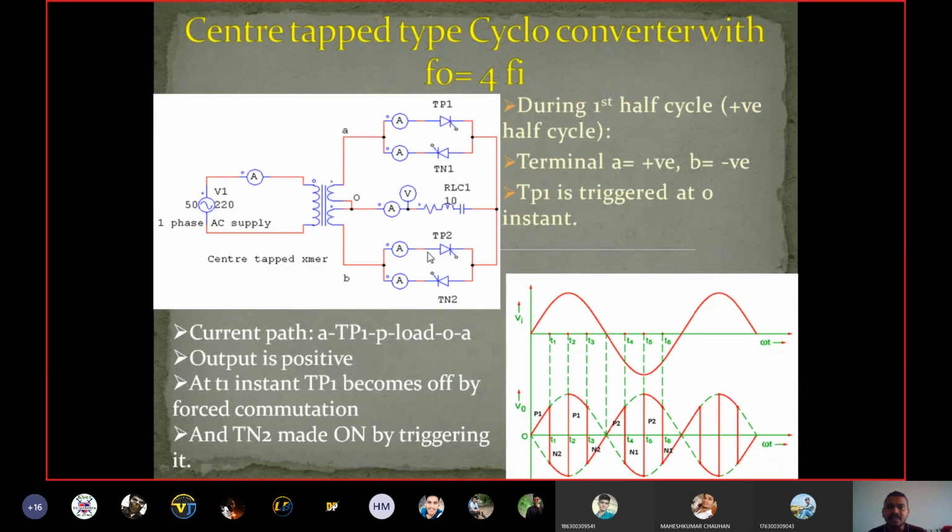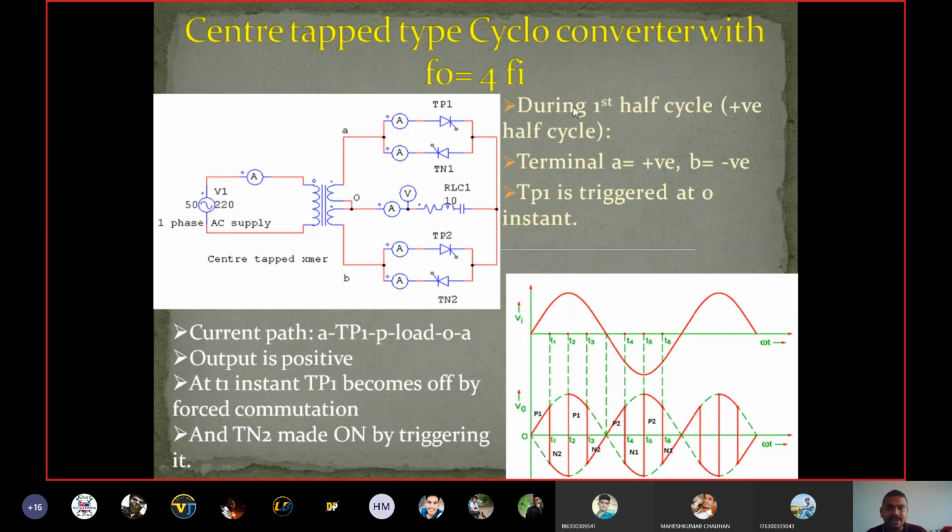Here the load is connected, that is the RLC, but if in this load L is equal to 0 and C is equal to 0, it becomes an R load. So here we assume that an R load is connected. Now we assume that the supply is given to the center tap type cycloconverter. So what happens at that time?